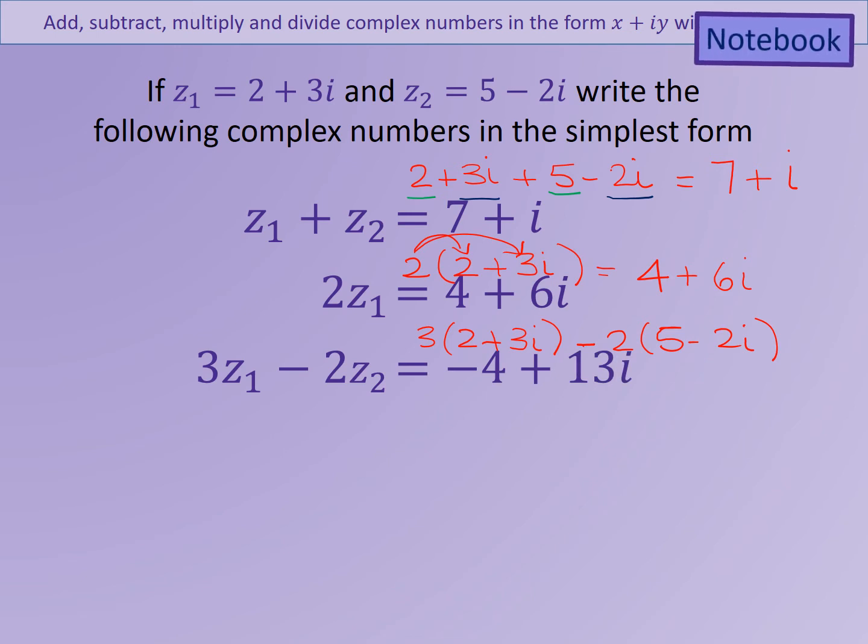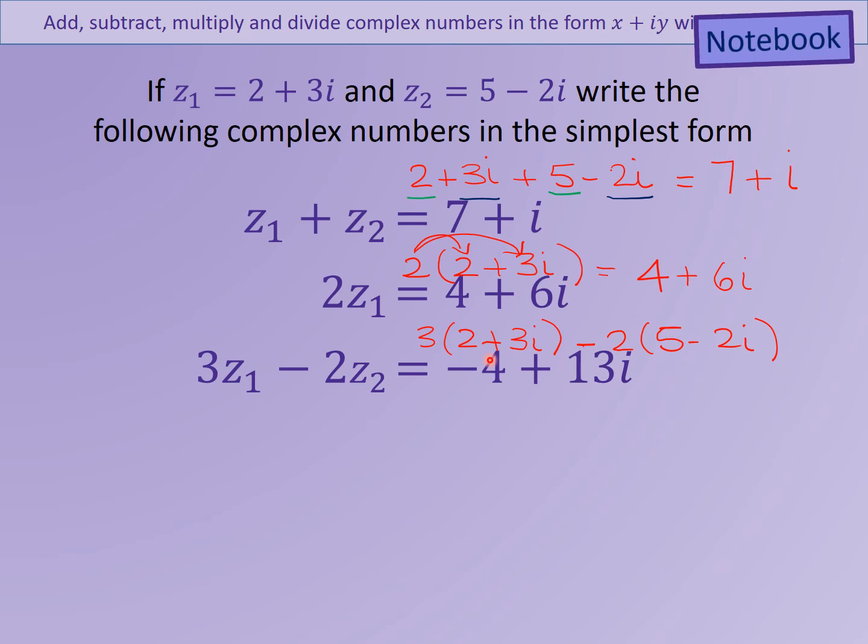Okay, here's the answer, minus 4 plus 13i. So, did you get that? So we have 3 times 2, which is 6. And from this one we have minus 2 times 5, which is minus 10. So minus 10 plus 6 gives us minus 4.